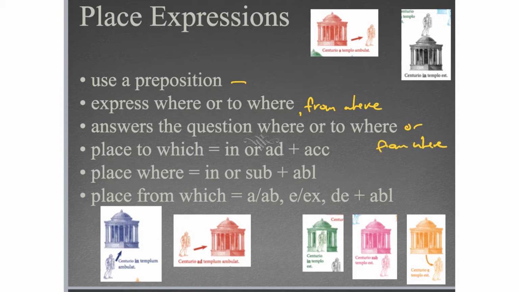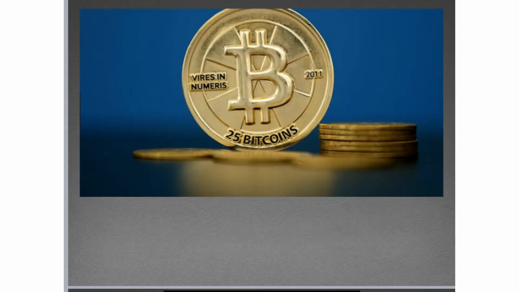All right, so in or ad plus the accusative, that's going to be place to which. Place where is going to be in or sub plus the ablative. Your book does not include sub, but that counts as a place where as well. And then place from which is going to be ab, a, e, ex, or de. And all three of those prepositions all mean from. Some of them slightly different, but they mean from. So most of them are representing these pictures, and these are just screenshots from that handout from our previous slide, just to remind you of those relationships. But again, place expressions will use a preposition, which makes life a little easier. So let's take a look at examples.